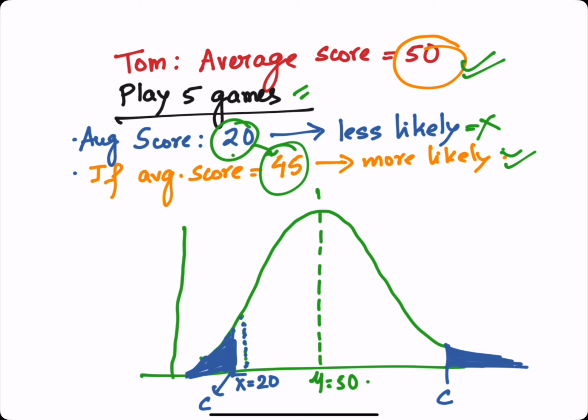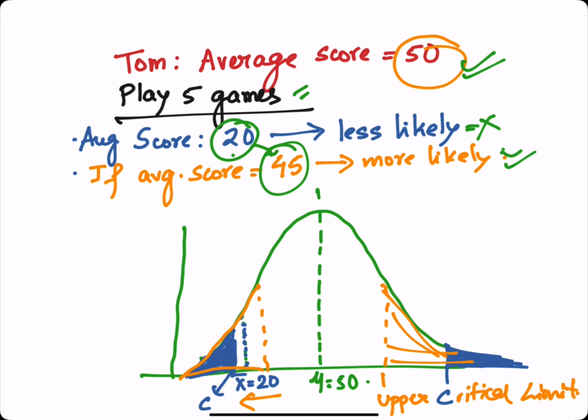Whereas if you move the critical value point, for example, let's say this is the critical value point, and it falls below the lower limit, we say that we rejected the null hypothesis. So that means Tom is not likely to have a mean score of 50. Now this critical point can be on both sides of the test. This is called the upper critical limit, and the one on this side is called the lower critical limit.